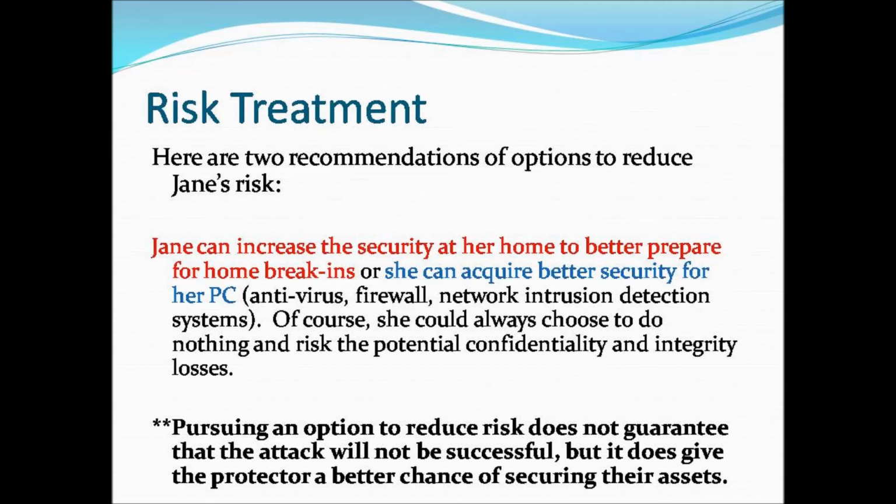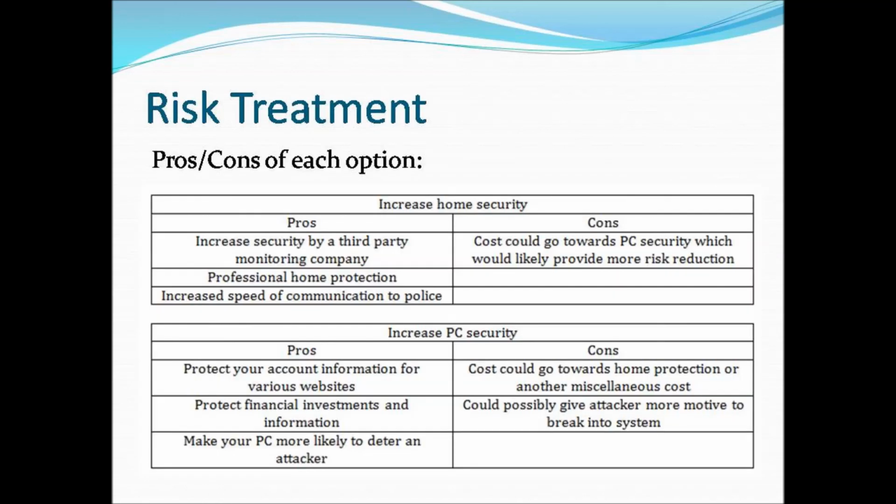It is also important to remember that pursuing an option will reduce the risk that she's vulnerable to, but it cannot be said that it will eliminate the risk. The following shows a quick graphic of some of the pros and cons of each option, whether she would choose to increase her home security or increase her PC security.